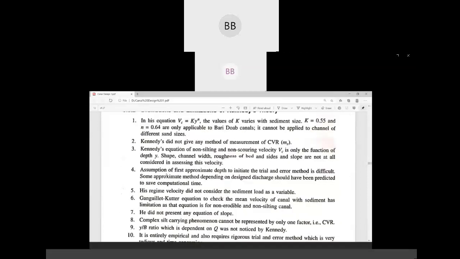Our next topic is drawbacks and limitations of Kennedy's theory. There is nothing to explain, so I will give you this PDF and you can directly write down from here. We have 10 points, which are your limitations. By simply reading, you can understand.